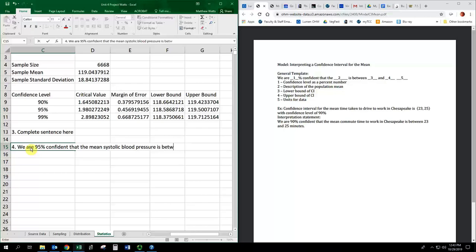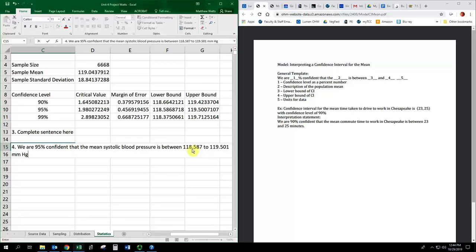It should be between two numbers. Okay, we're looking at just the 95%, so you want to use these numbers. And, of course, can round them to whatever is appropriate. So if I just rounded to the nearest whole number, it doesn't really fare. And you want to go through a couple decimal places here. So I'm going to do 587 to 119.501, and then you definitely want to add in your units. So for me, the units are millimeters of mercury.